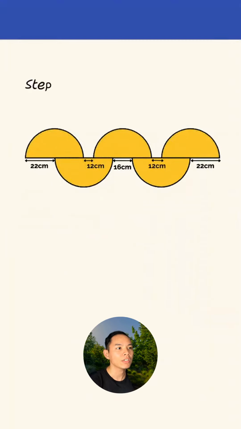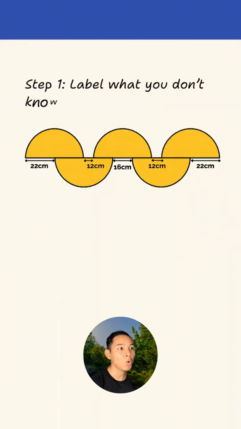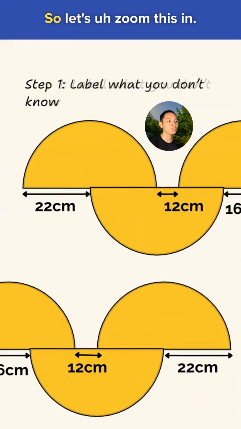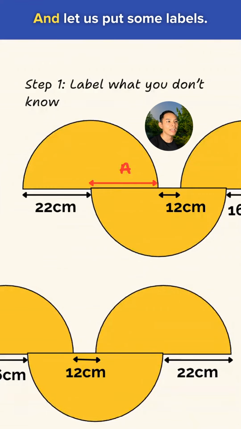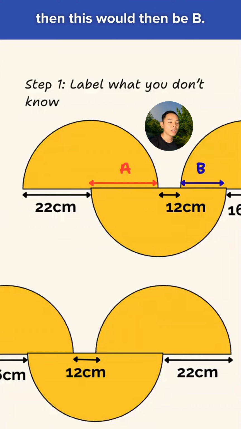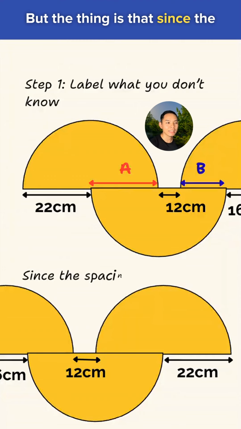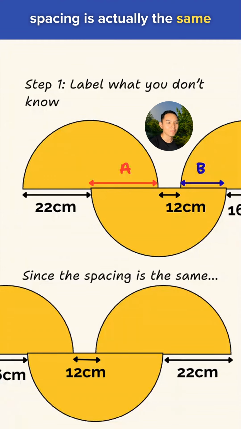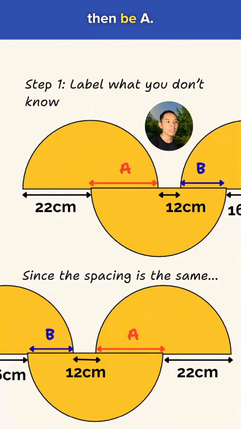So in this case over here, step 1, we want to label what we don't know. So let us zoom this in and let us put some labels. So this would then be A, and then this would then be B. But since the spacing is actually the same because it is just in reverse, that means this space will then be B and this space will then be A.